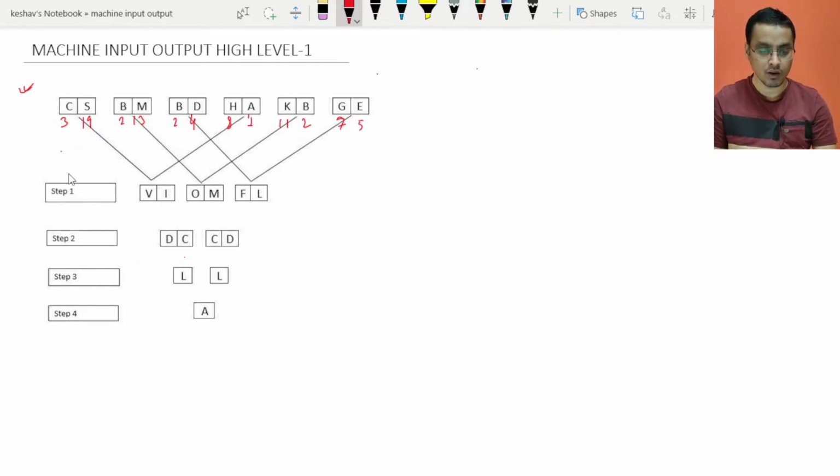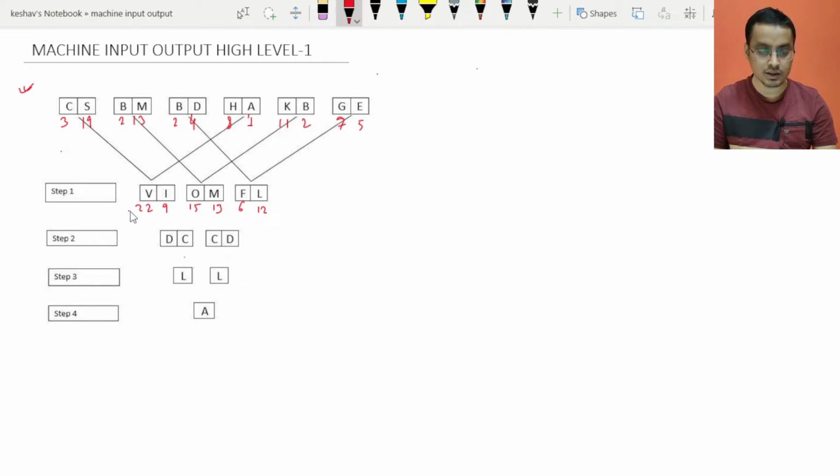Now how do we get V? What is the ranking of V? That is 22. And what is the ranking of I? 9. O 15, M 13, and F 6 and L 12. So this is the ranking of V, I, O, M, F and L. So how are we getting the V?